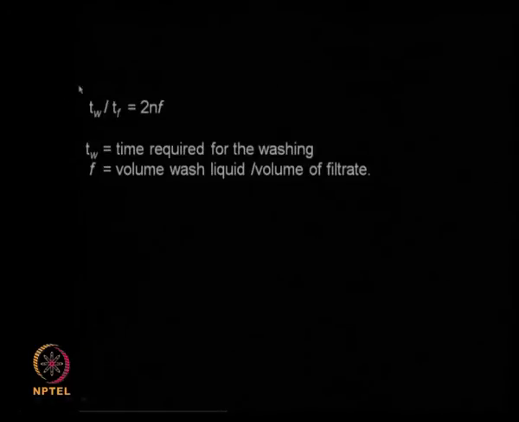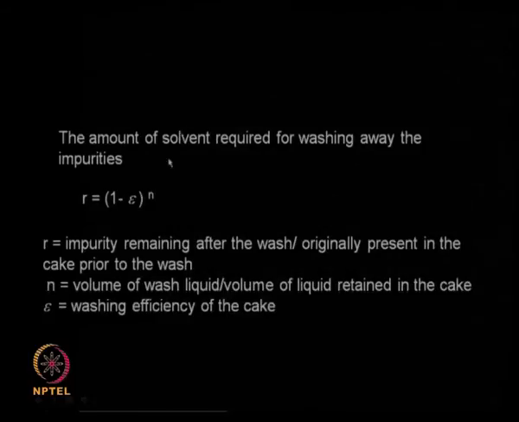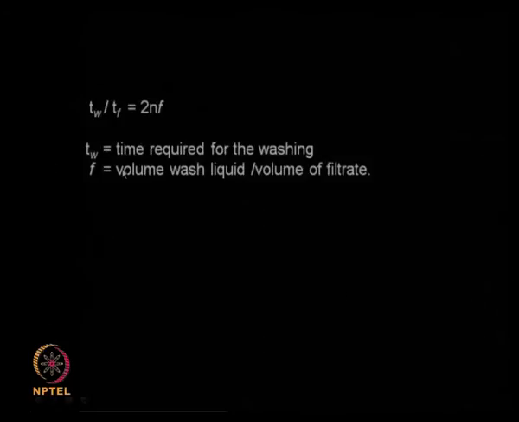Now there is another relationship, again an empirical one: TW divided by TF. TW is the time required for washing, and TF is the time for filtration, that is the time when the drum is inside the slurry tank. So TW by TF is equal to 2NF. As you know, N is the volume of wash liquid divided by the volume of liquid retained by the cake, and F is the volume of wash liquid divided by the volume of filtrate.